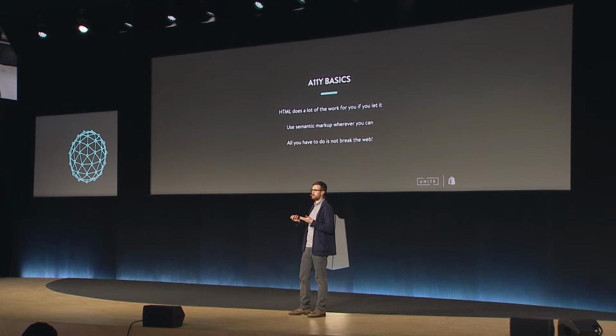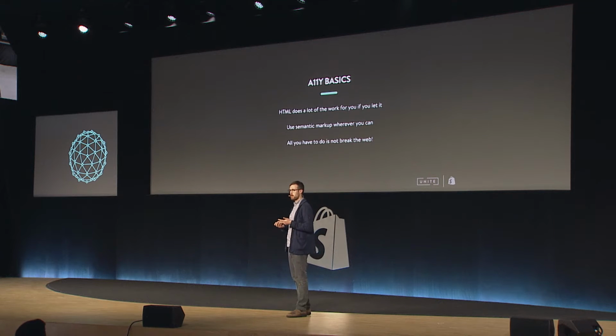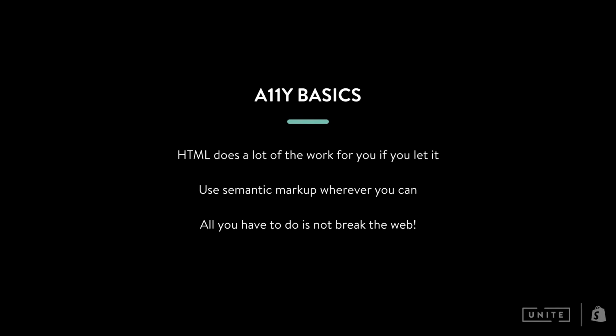So from a code perspective, HTML is the bedrock of accessibility on the web. If you let it, it does a lot of the work for you. So using semantic markup where it's appropriate, using descriptive tags to indicate what type of content lives in that tag. So heading tags, having alt attributes on your images, stuff like that. The real easy thing is that all you have to do is not break the web, and it's a lot easier than it sounds. JS and CSS will also have a lot to do with your accessibility, but it all comes back to HTML at the end of the day.